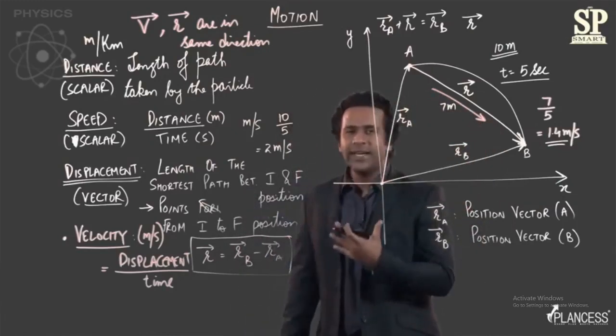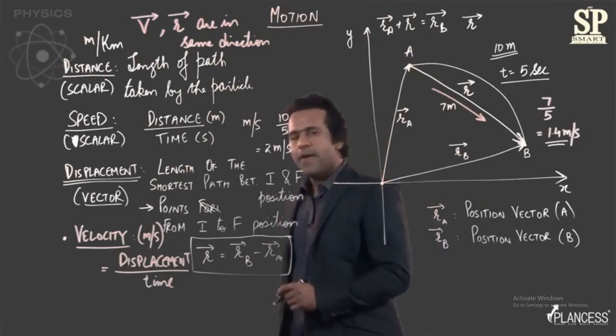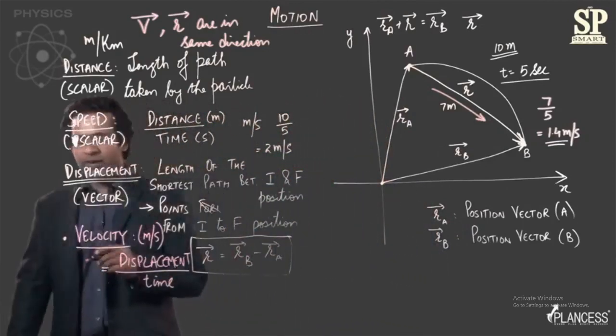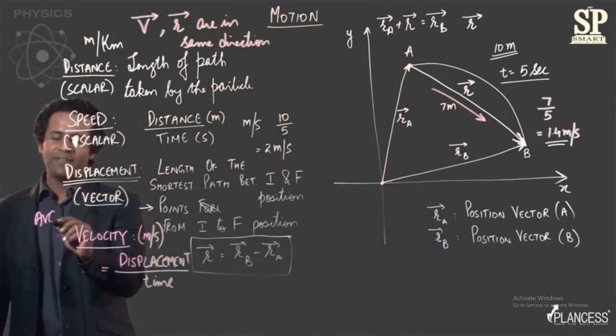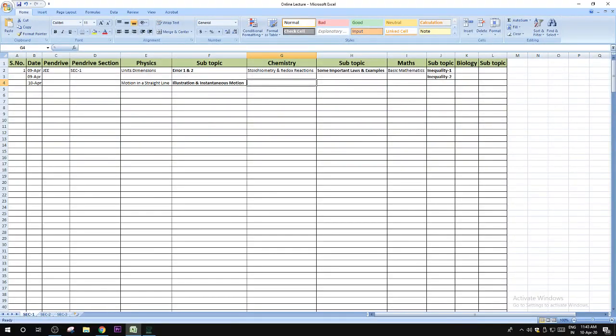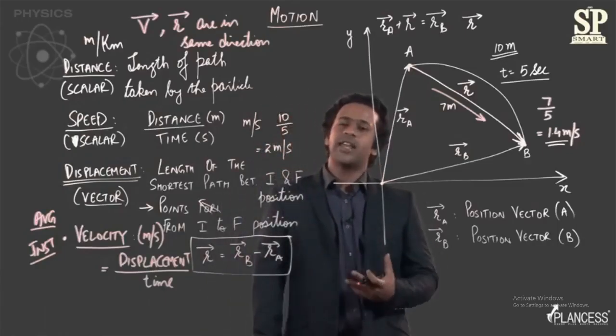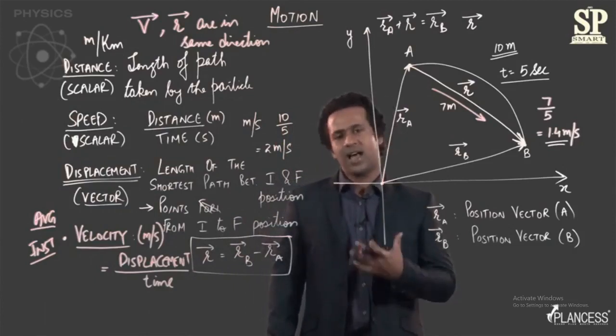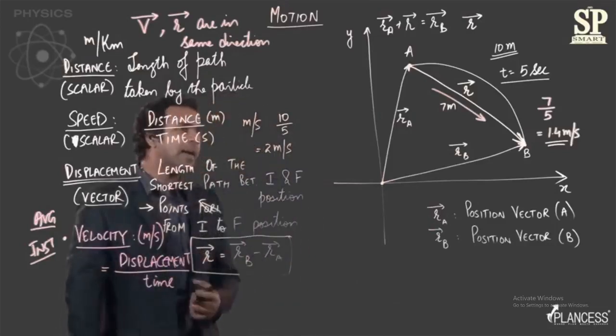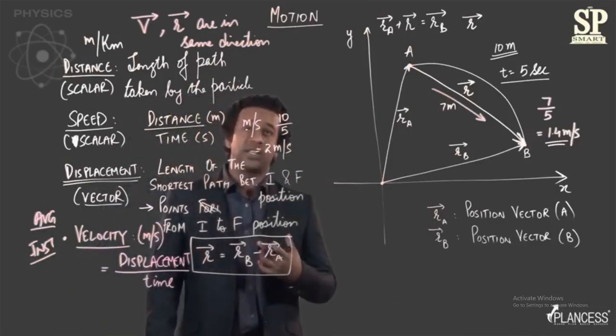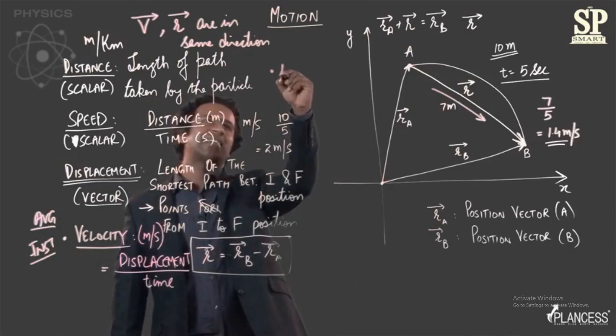Now there are a few details which are missing right now. We will fill these gaps when we discuss average and instantaneous velocity. For now, let's understand velocity simply as displacement by time, whose direction is in the same direction as displacement. Right. And the final parameter that we will use to describe motion is acceleration.